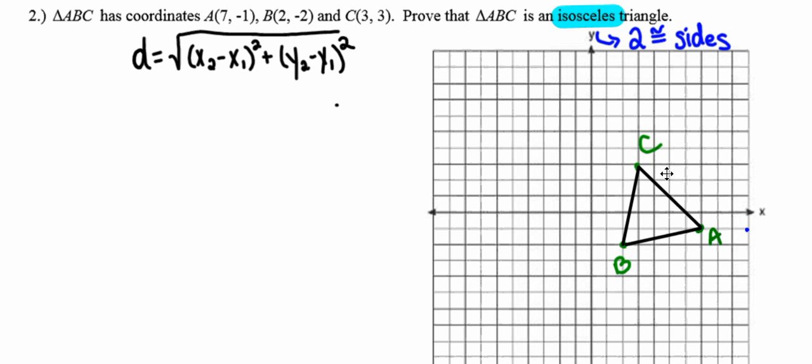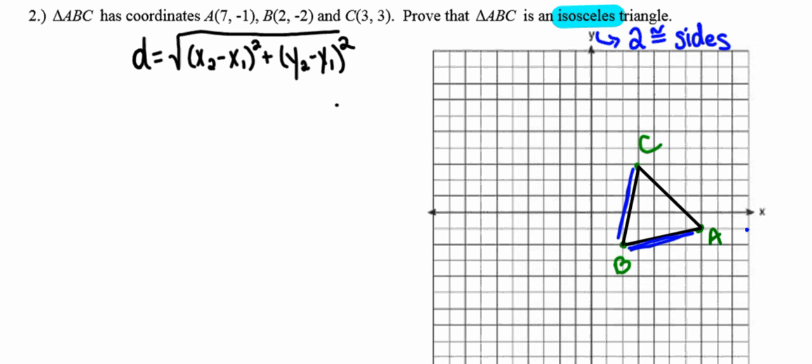So in looking at the picture, I'm thinking that probably side BC and side AB are going to be my two congruent sides. So those are going to be the first two that I'm going to go find lengths for. If they come out the same, then I'm done. If they don't come out the same, then I'll go ahead and find the length of AC.